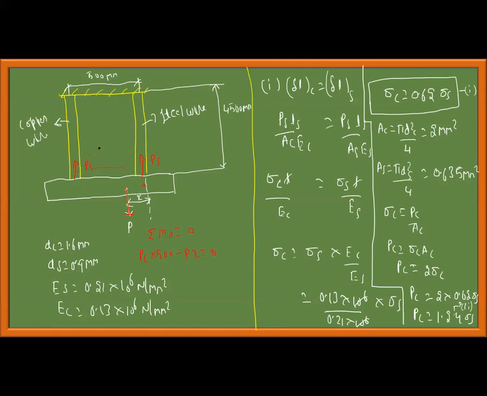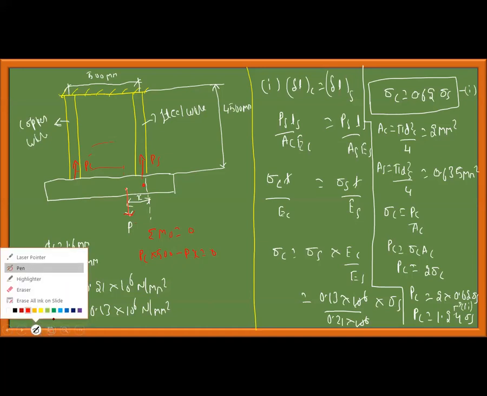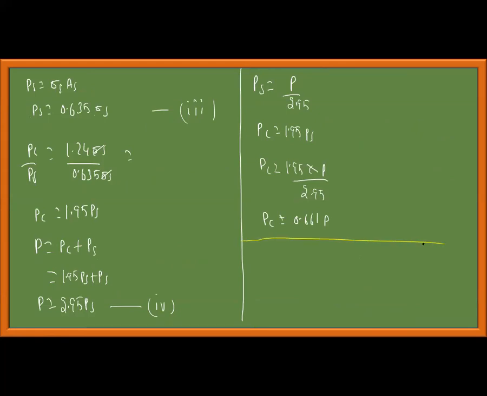PC into 500 is causing clockwise moment. P into this point O, I'm taking moment here, so that one of my unknowns is 0. P into this distance X is equal to 0. Or I can write PC into 500 is equal to P into X. PC we got as 0.611 P. So 0.611 P into 500 is equal to P into X.